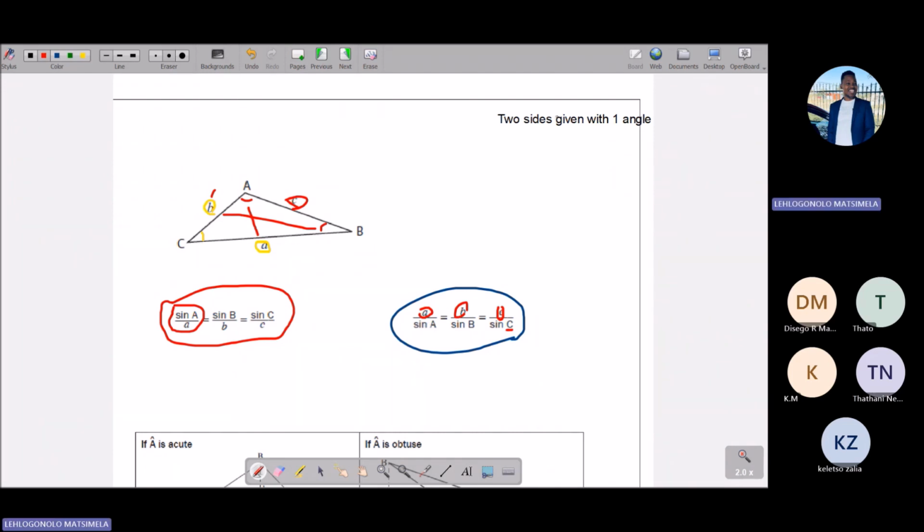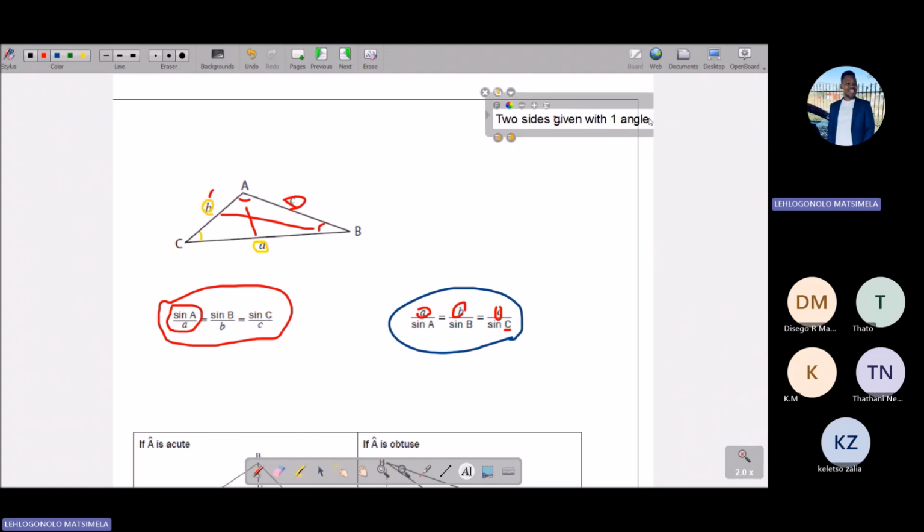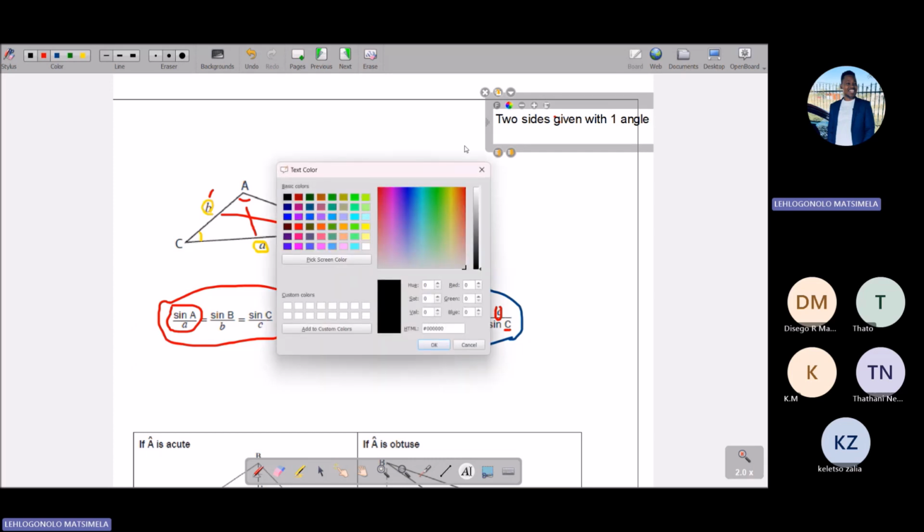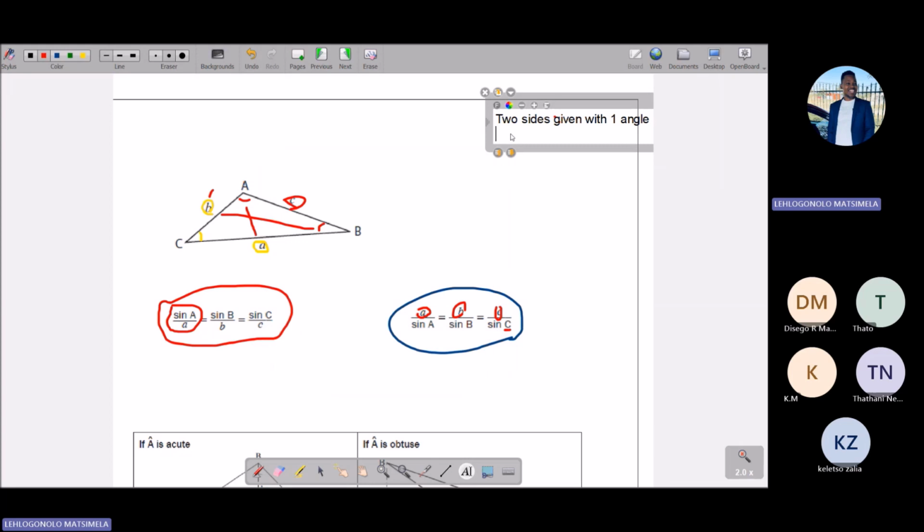But then let's go back to our condition of what? The condition of two sides with one angle. So how can we work with this condition, or how can you identify that it can work for you? Meaning, two sides with one angle that is given. The two sides that you are given, they will always make sure that one of these sides is opposite to this angle.